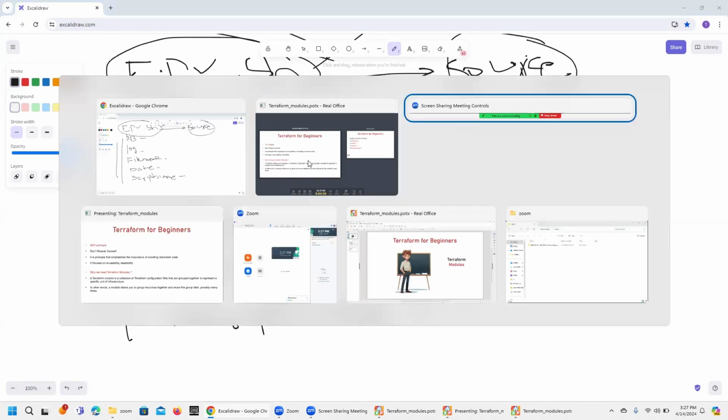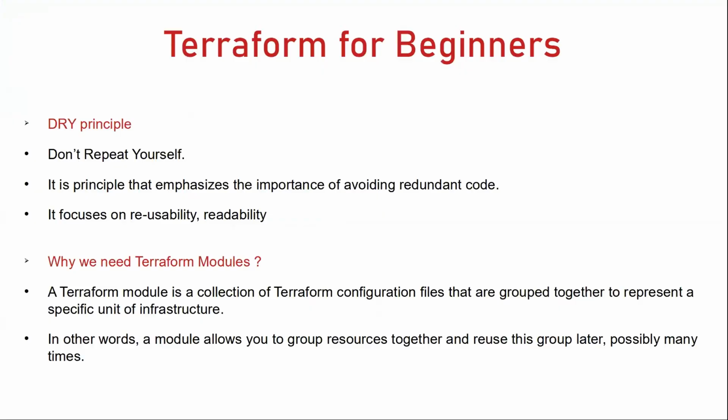Let's move to why we need Terraform modules and the definition of the Terraform module. So a Terraform module is a collection of Terraform configuration files that are grouped together to represent a specific unit of infrastructure. In other words, a Terraform module allows you to group the resources together and reuse this group later on, possibly many times.